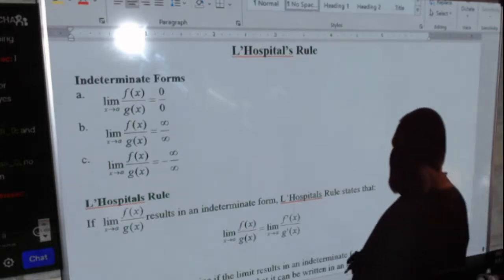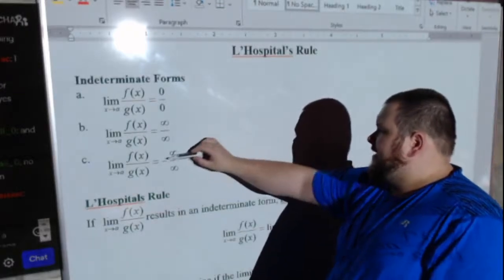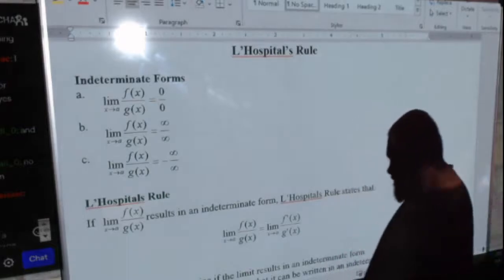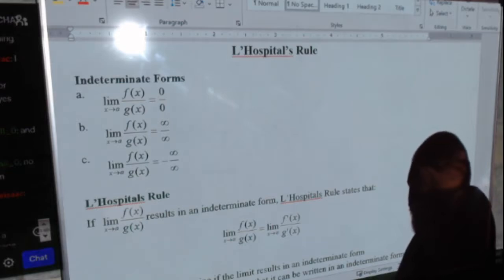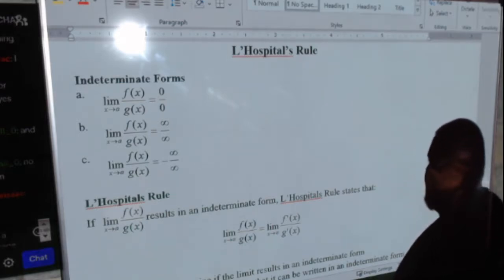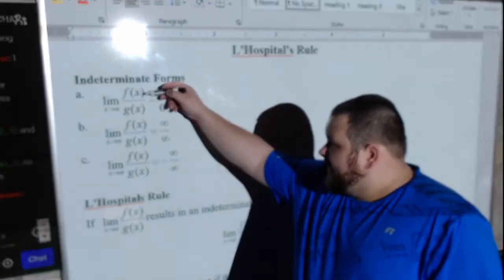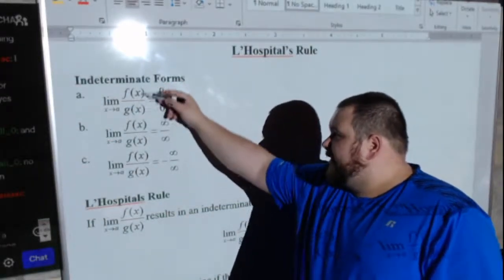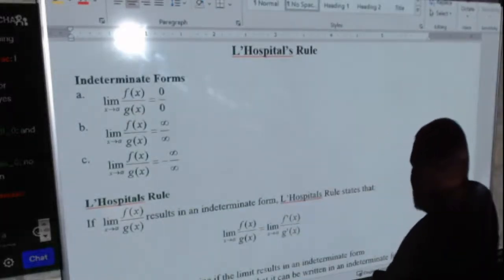Because these three forms that you get, infinity over infinity, 0 over 0, or minus infinity over infinity, are really the only three forms that tell you L'Hopital's rule can be used right now. The other forms say L'Hopital's rule can be used, but you have to decide how to make it usable there. And the key to it really is, if you notice, it's got to have a rational expression, right? I've got to have a function over another function. If I don't have that, then I can't use L'Hopital's rule.